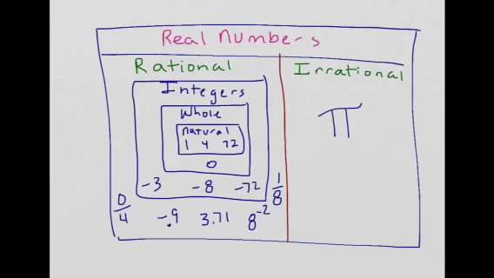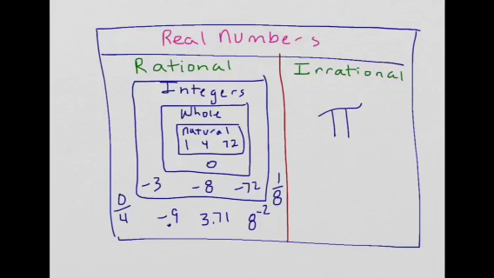The second large group of real numbers that we have are called rational numbers. Now, rational numbers can be divided into three other groups, and we're going to take a look at those three other groups right now. Rational numbers are all numbers that either terminate or are repeating decimals. So the examples for rational numbers are 0/4, -0.9, 3.71, 8^-2, 1/8, -3, -8, -72, 0, 1, 4, 72. These are all good examples of rational numbers.